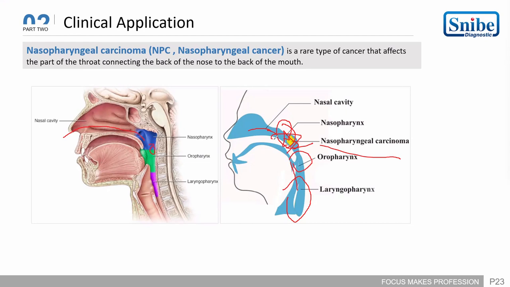So it's a rare type of cancer which affects the part of the throat connecting the back of the nose to the back of the mouth. That's why they call nasopharyngeal carcinoma NPC.